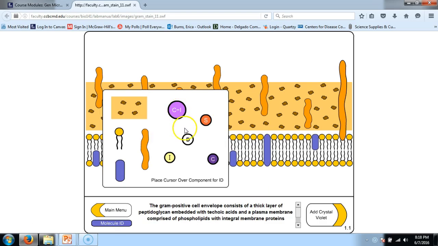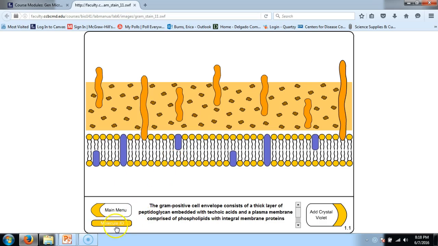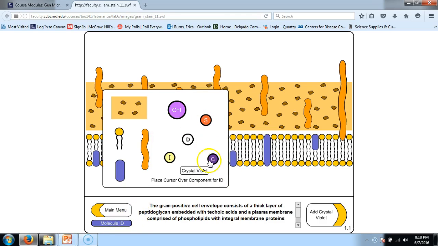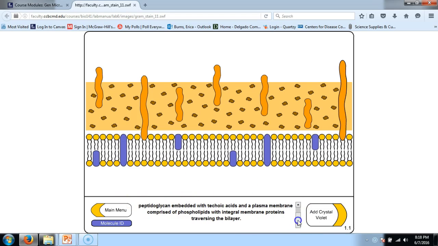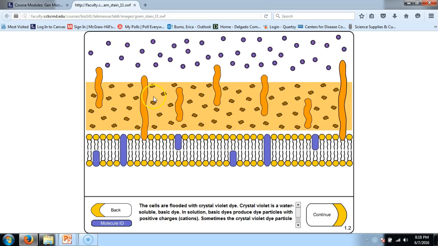Crystal violet iodine complex, we're going to see decolorizer. I stands for iodine, S for the safranin, and C for crystal violet. And of course it does have written out script too. So the first thing we do is add crystal violet. And remember, this is a positively charged dye. It's a basic dye. So where is it going to go? It's going to go inside. It's going to be attracted to these teichoic acids too, but it's also going to go inside because remember it's heading towards what?